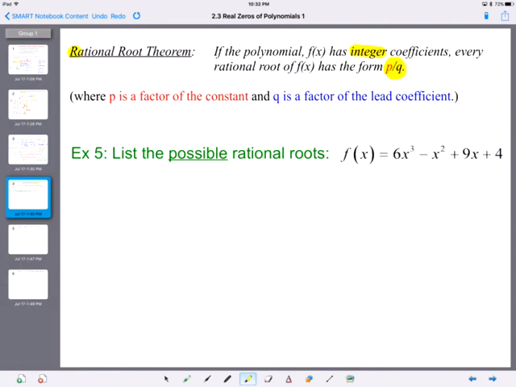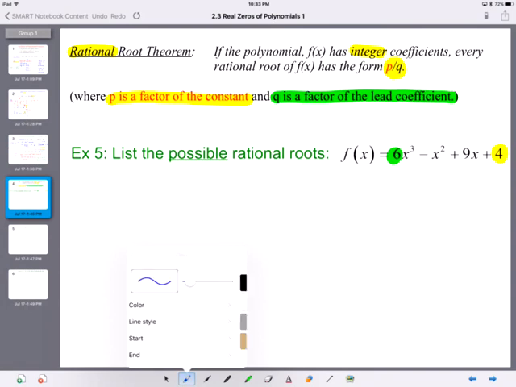The word rational, those are your fractions and decimals. Anything that can be written as a fraction is rational. P is the factor of the constant, which would be this number at the end, and then the q is a factor of the leading coefficient. So all the stuff in between doesn't matter in terms of just identifying what these possible rational roots are.